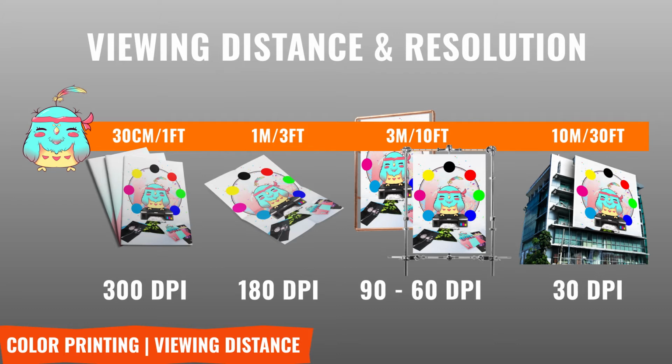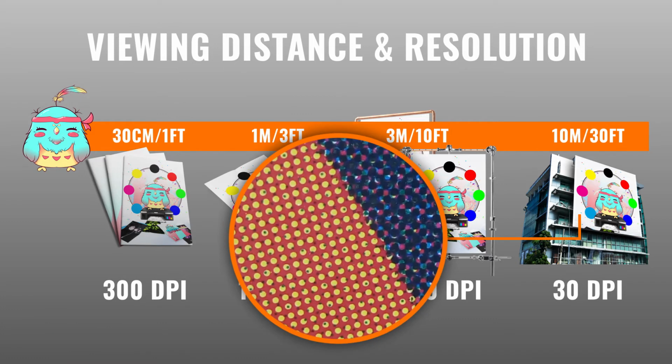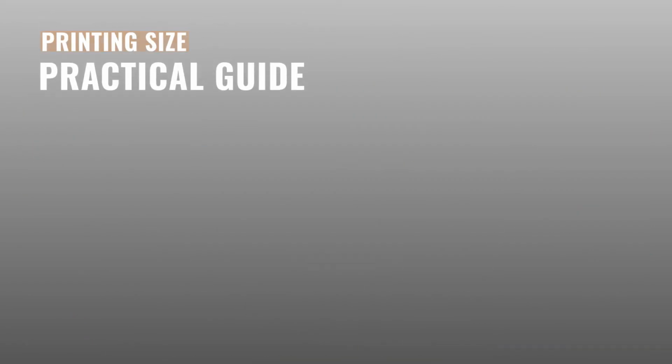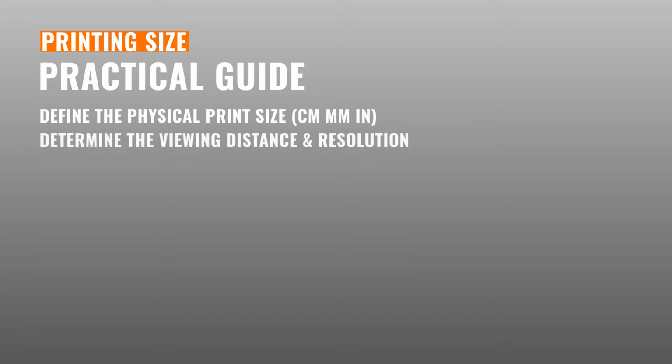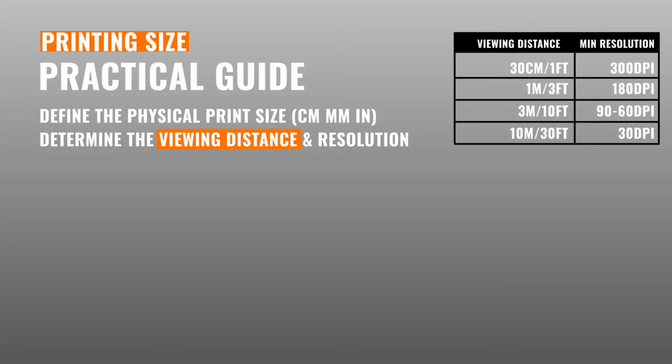If we look close to a billboard, we can easily see the printed dots or pixels in the image, but it will look good if we stand far away. So here's a practical guide. If the work is intended to print, define the final printing size, determine the viewing distance, and pick a proper minimum resolution according to the chart. This will give us the correct pixel dimensions.